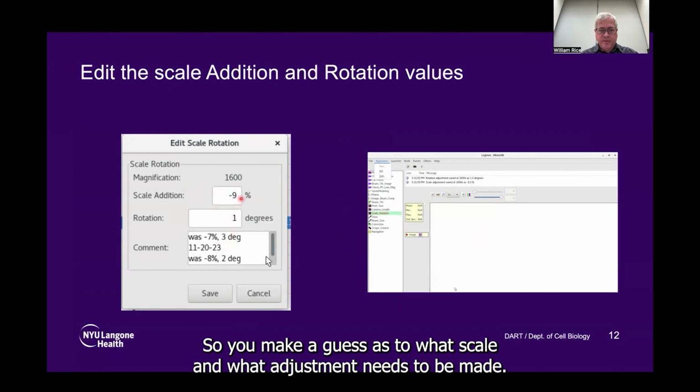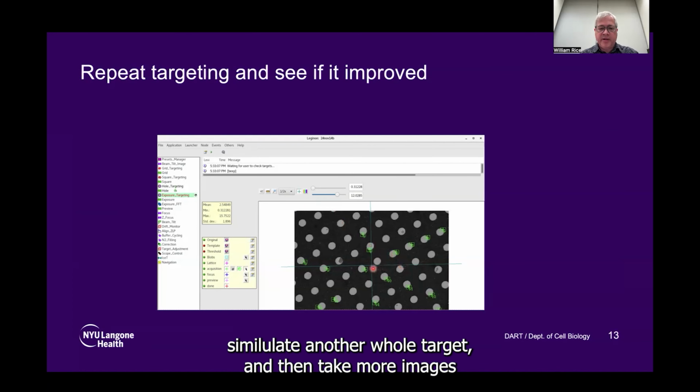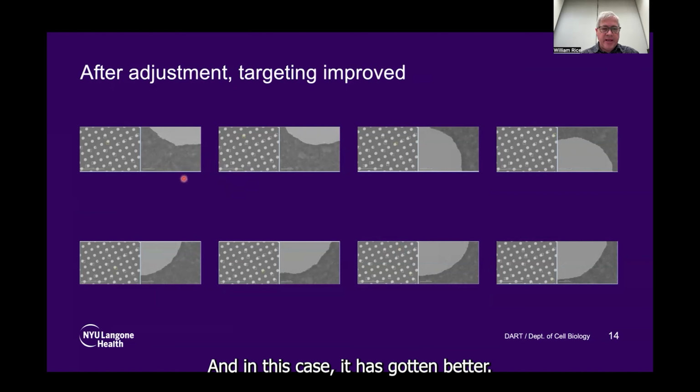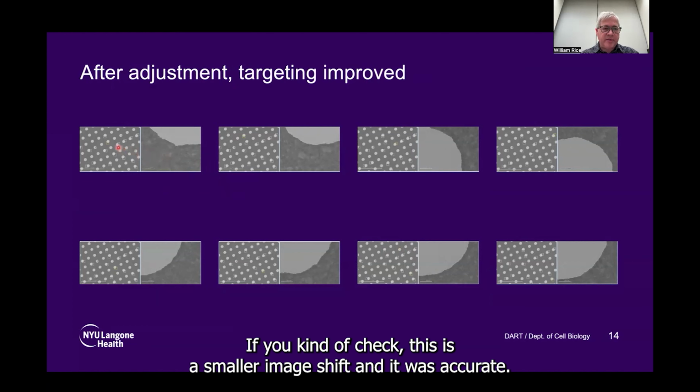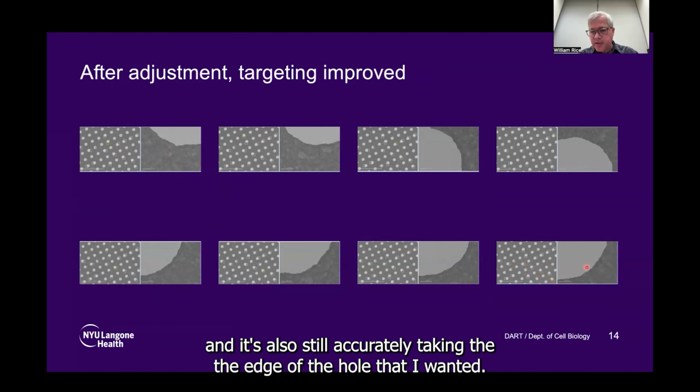So you make a guess as to what scale and what adjustment needs to be made. You then go back and simulate another hole target, and then take more images, and then compare whether it's gotten any better. And in this case, it has gotten better. If you check this as a smaller image shift, it was accurate. And then this is a large image shift, and it's also still accurately taking the edge of the hole that I wanted.